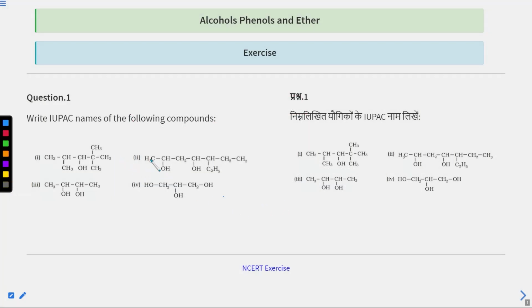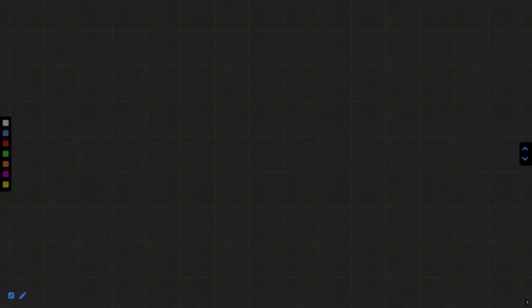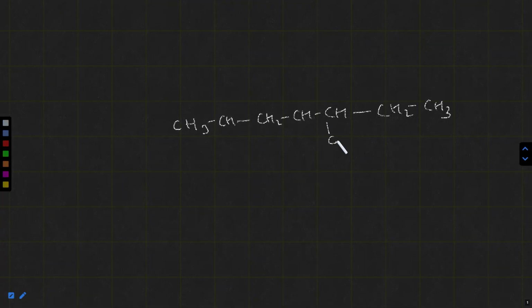Next question. How many carbons are there? 1, 2, 3, 4, 5, 6, 7 carbons. We have C2H5 here, OH here, and one more OH on this side. So of course, the longest chain will be this one.